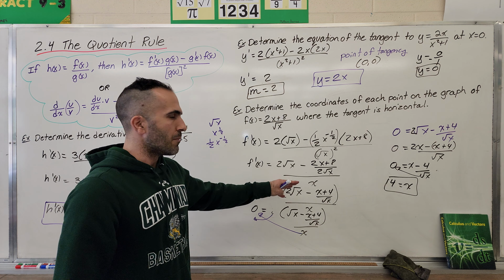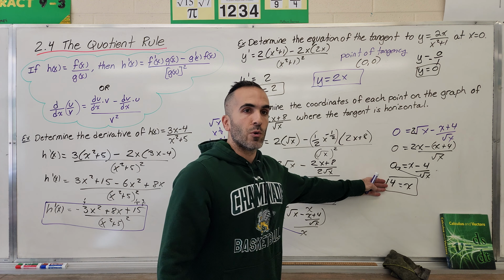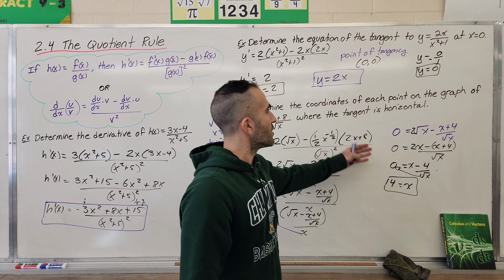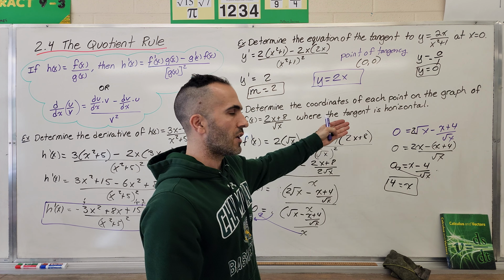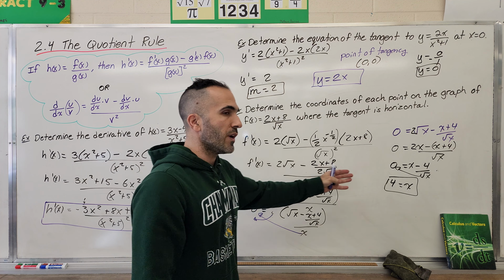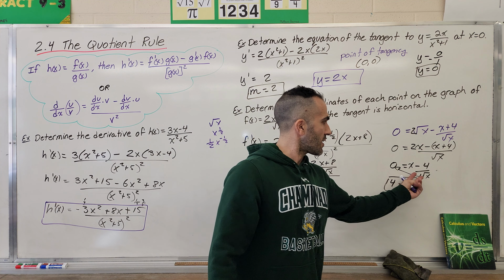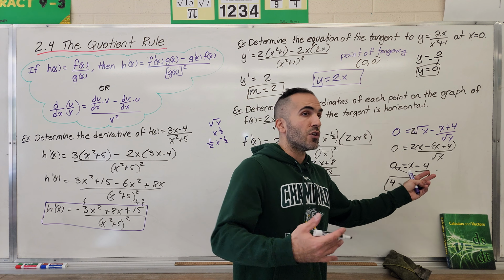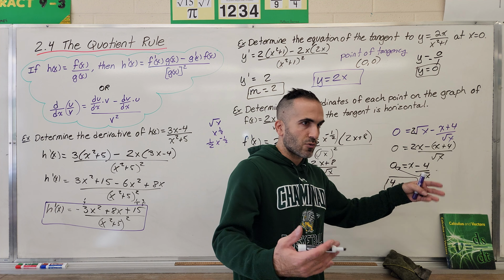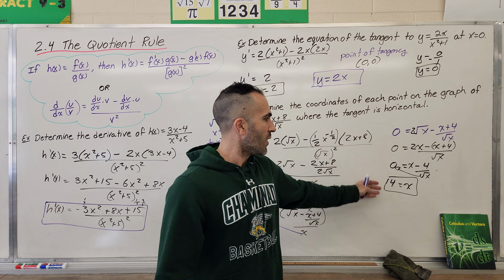Got a little lost, made a mistake, went back and fixed it. I don't even know what this x equals 4 means. Read the question again. Determine the coordinates of each point on the graph where this is horizontal. Okay, we set it equal to 0. We got one answer because this is kind of linear, x minus 4. If you have a quadratic, you might get multiple answers. If you have a cubic, you might get 3 answers. That's eventually where we're going. So right now we only have one answer.